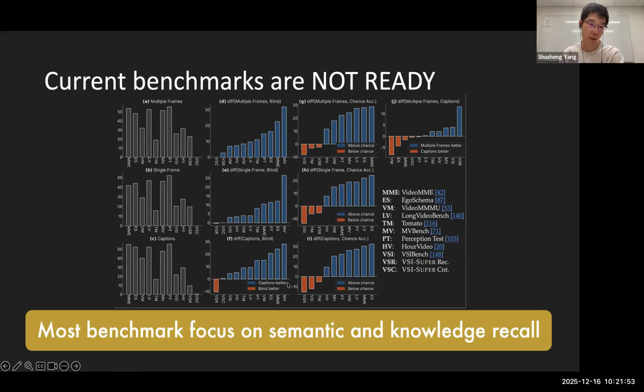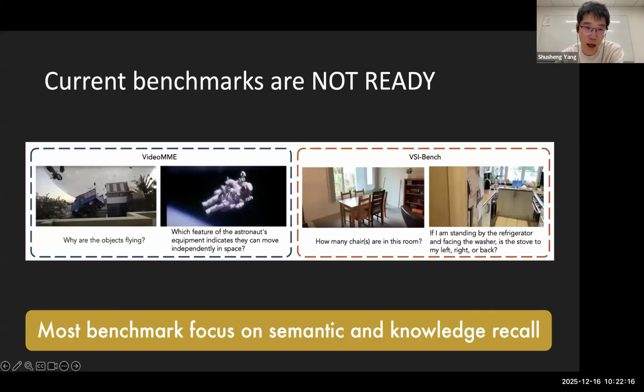So one conclusion from our results is that most video benchmarks focus on semantic and knowledge recall, like VideoMME, EgoSchema, and VideoMMMU. These benchmarks can be well solved by providing only one frame or some textual knowledge. And why can it be solved in such a way?